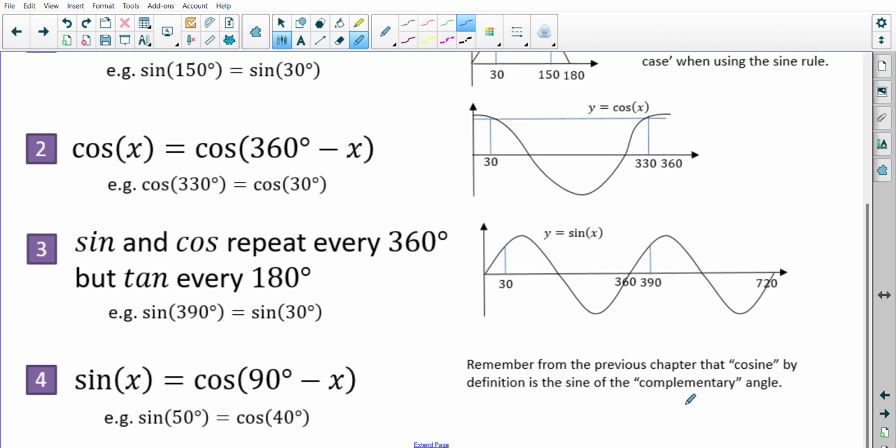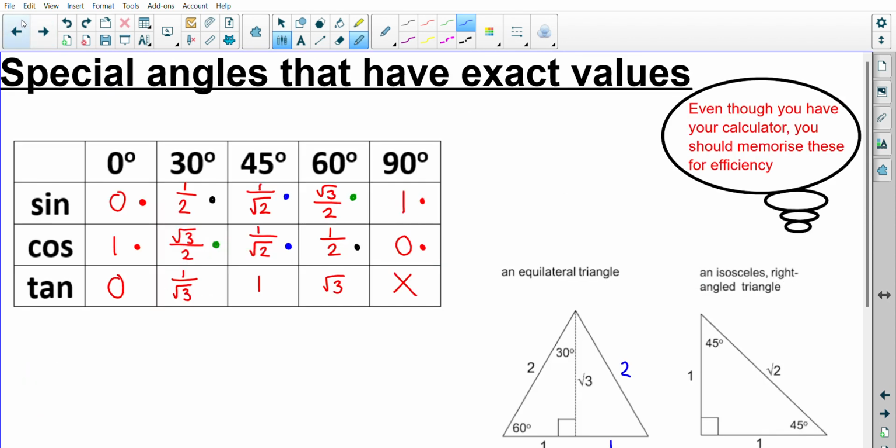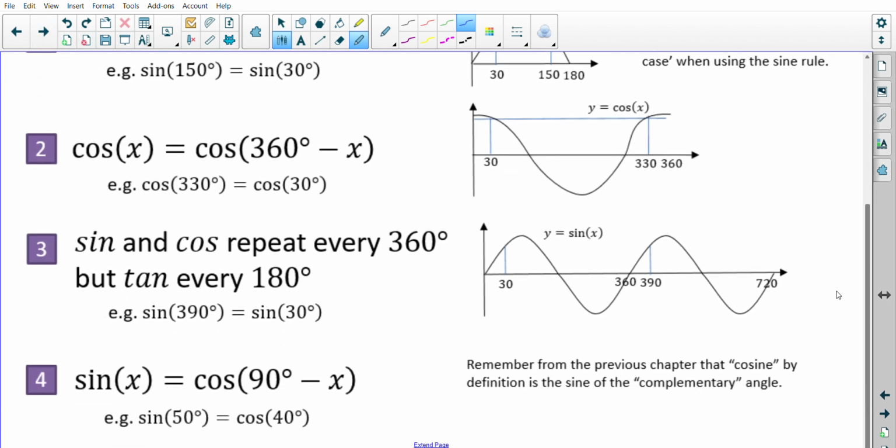For the last rule, it's what I was talking about from the tables, the exact values, and we saw a link between the angle relating to sine and the angle relating to cos and how they added up to 90 degrees. If they added up to 90 degrees, we got the same answer. So if I go back, these ones that I was dotting, we got the same answer when the angles added up to 90 degrees. So if you have sine of any angle, it's the same as cos of 90 minus that angle. An example there: sine 50 degrees and cos 40 degrees would be the same answer.